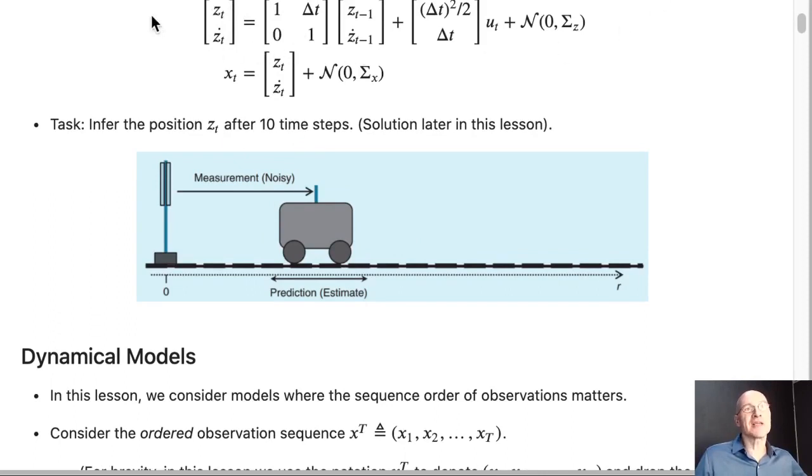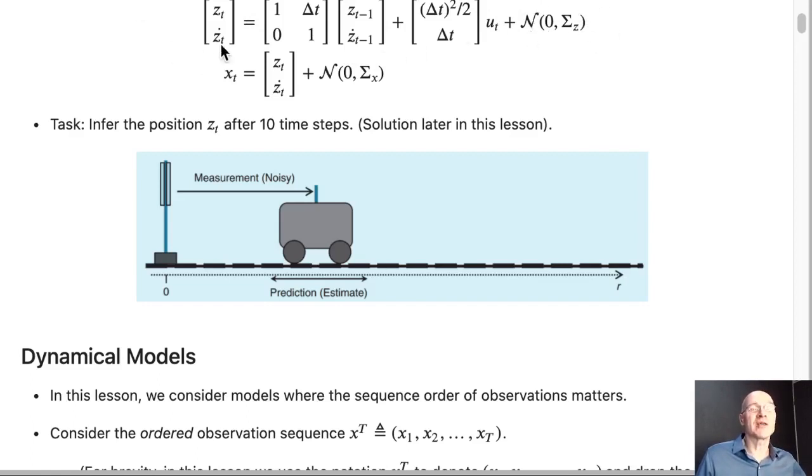The top equation here is basically how the state evolves under the application of the force. My position depends, of course, on where I come from, on my previous position at t minus 1. It also depends on the velocity that I had at t minus 1. Then I apply a force, and that will change both the position and the velocity. And everything that we cannot capture with this specific model, there may be other forces at play that we didn't model, we're going to capture here with a noise term.